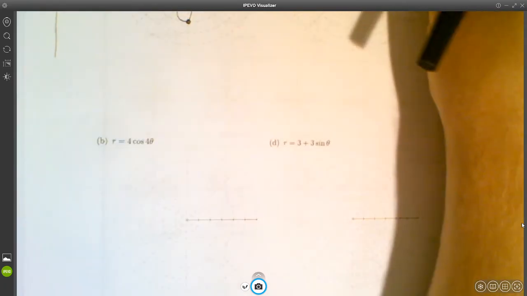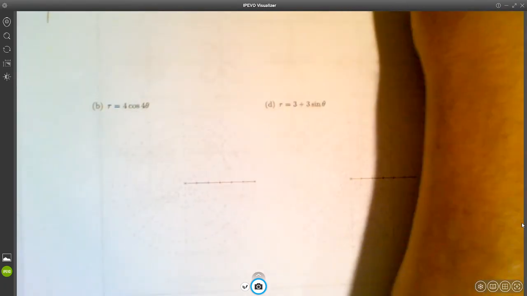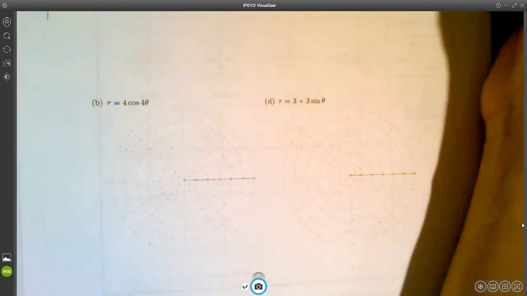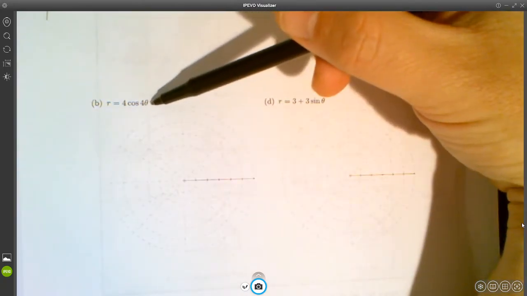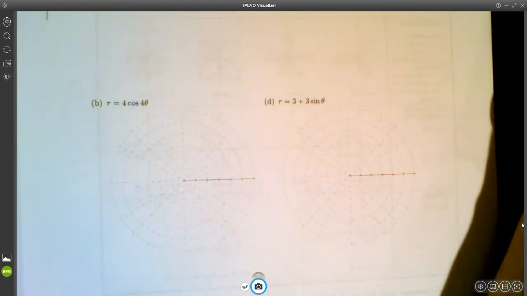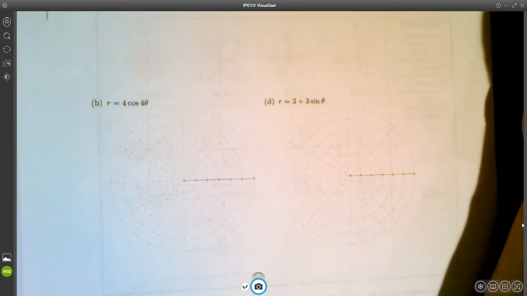Part B is another rose curve. 4 cosine 4 theta. See if you can get a rough sketch for what this graph would look like. Go ahead and give the video a pause and see if you can do that.